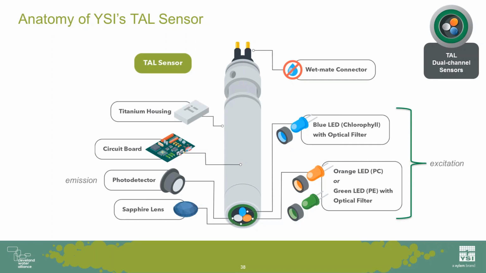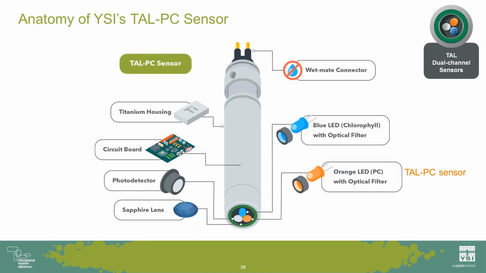Now, in the case of YSI sensors, we call these dual channel sensors. This is unique because each sensor can excite two pigments. Every sensor can excite chlorophyll, but then you can choose either a phycocyanin exciting sensor, which we call the total algae PC sensor, or a phycoerythrin exciting sensor, which has a green LED, and we call that the total algae PE sensor. Most people that do freshwater monitoring, which judging by our poll seems to be most people on the webinar today, are going to use the total algae PC sensor, and we're going to discuss that one first.